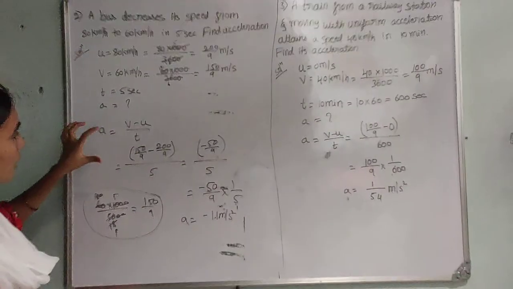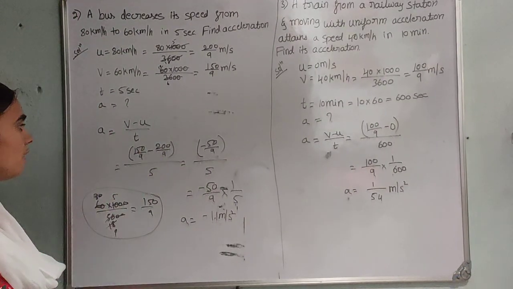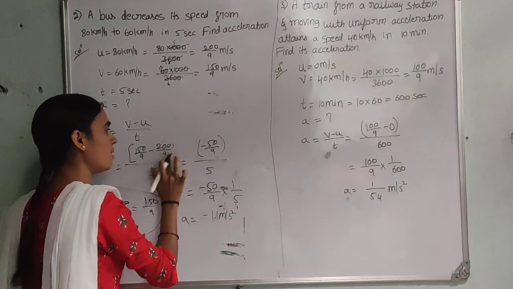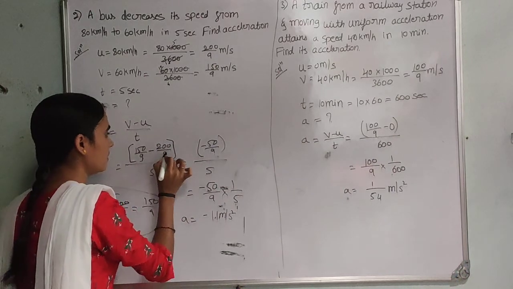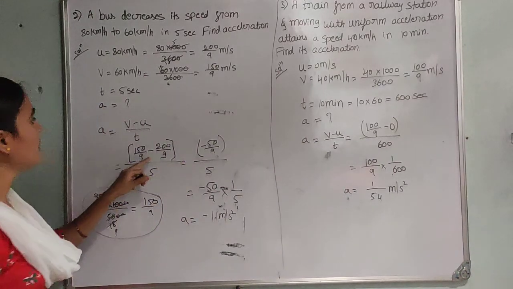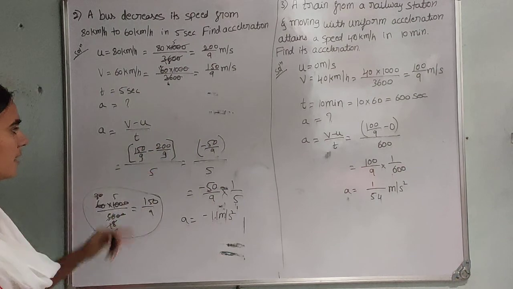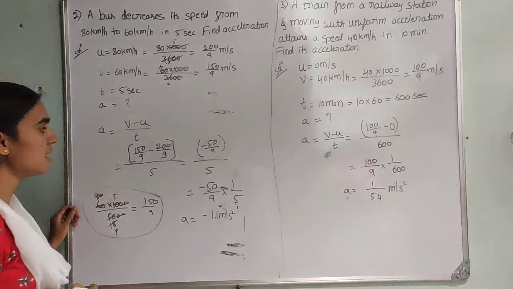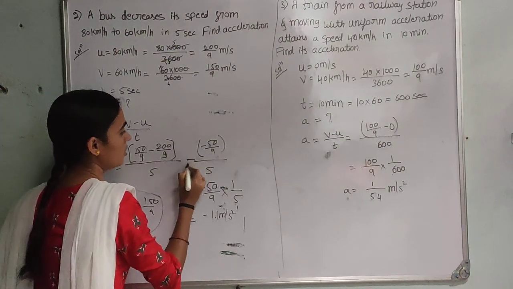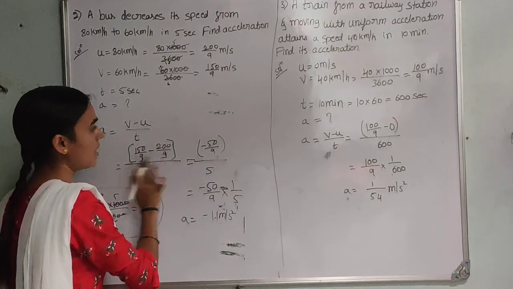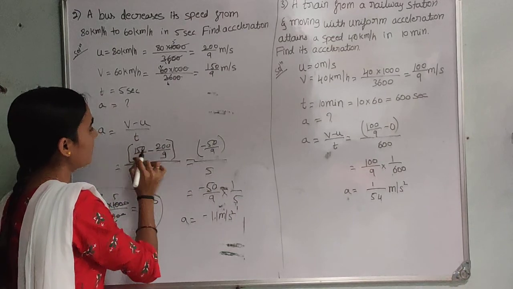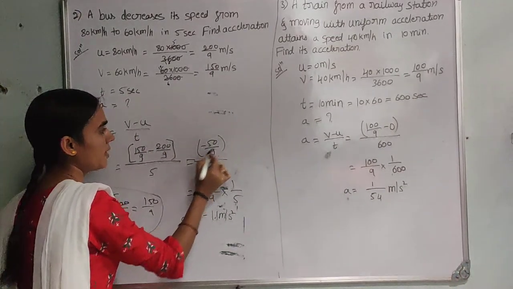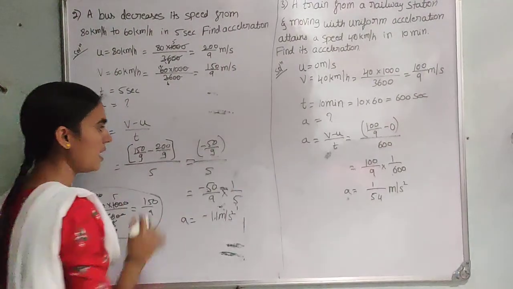In the next step we substitute the values of v, u and t. V is 150 by 9, and u is 200 divided by 9, whole divided by time. The time is 5 seconds. So here the denominators are the same, and the numerator 150 minus 200 is minus 50, divided by 9, whole divided by 5.